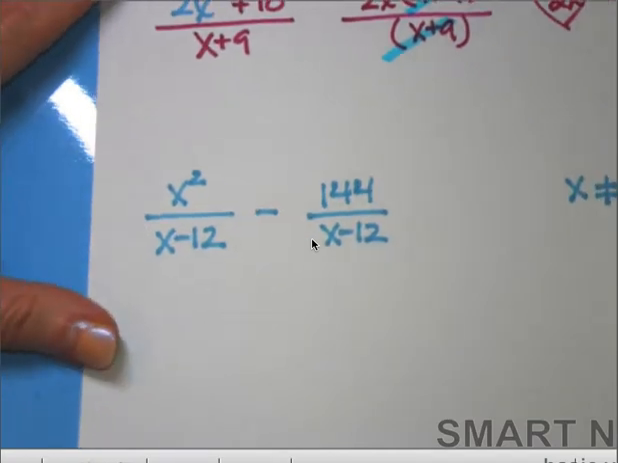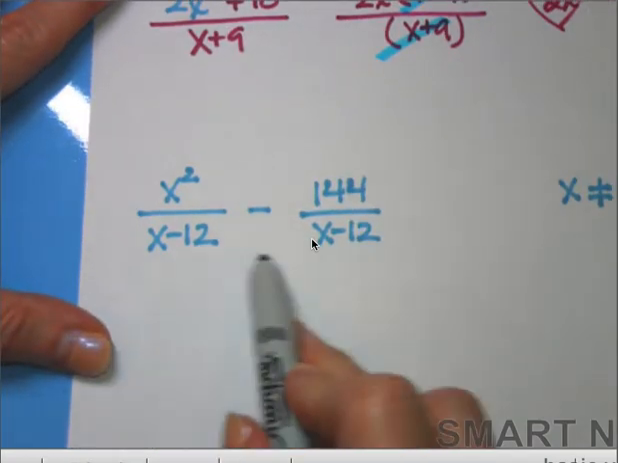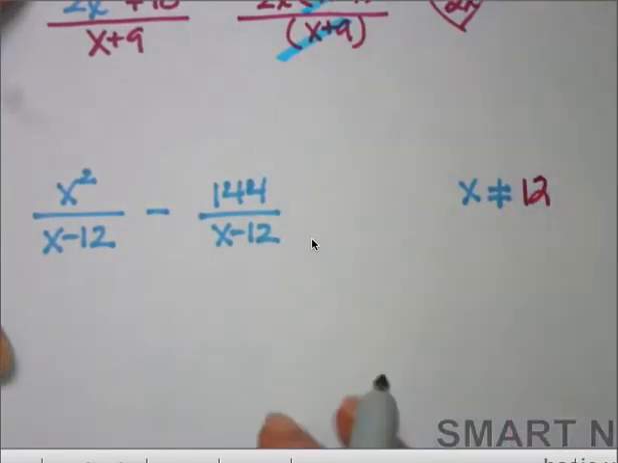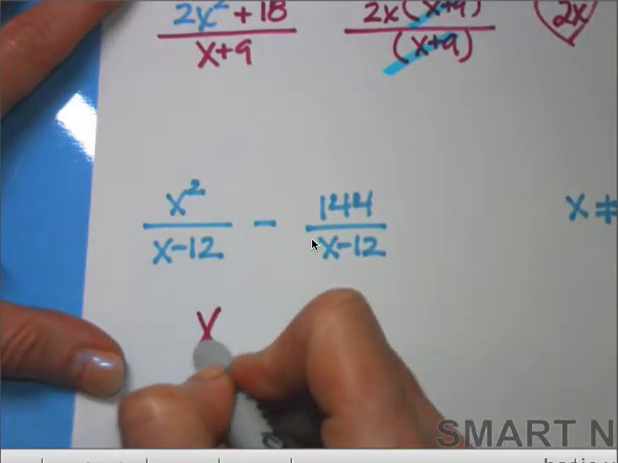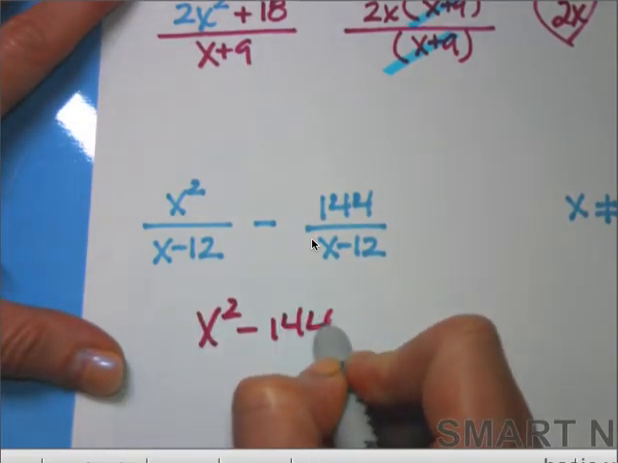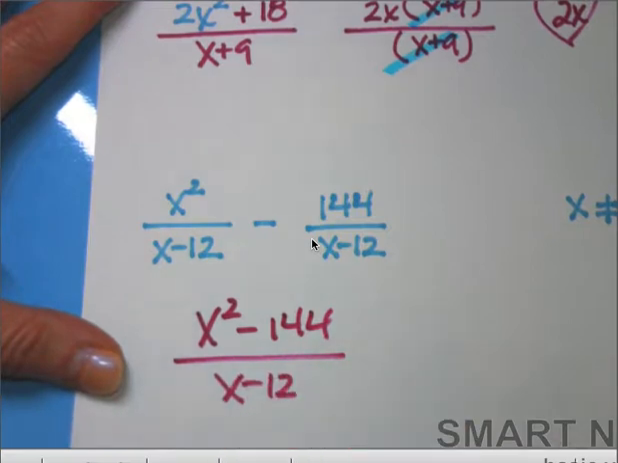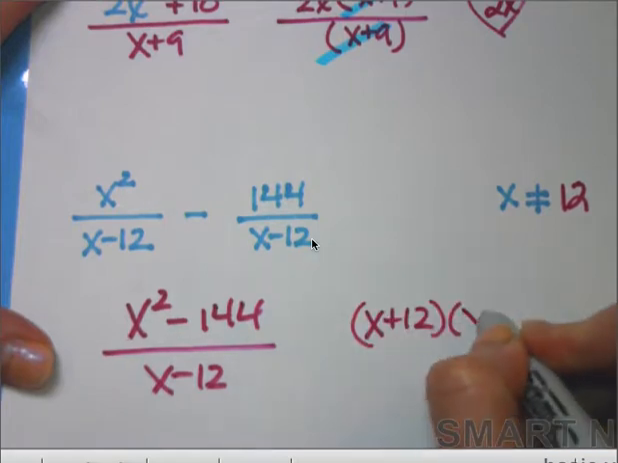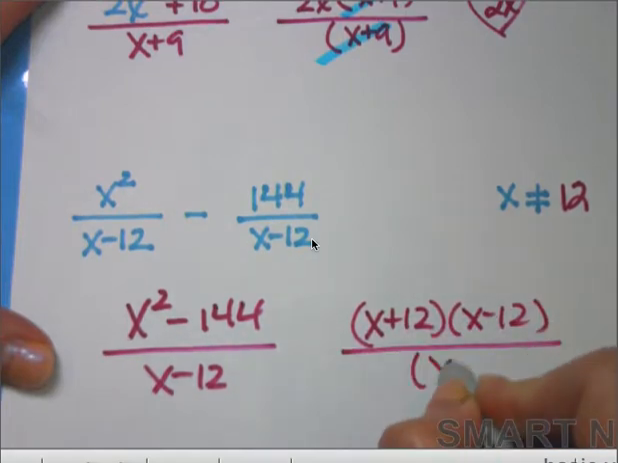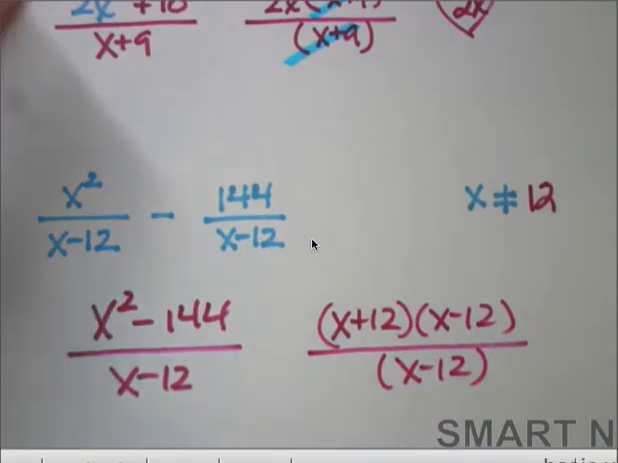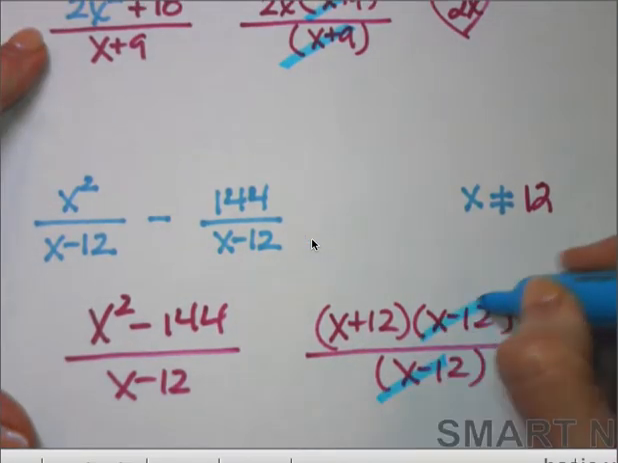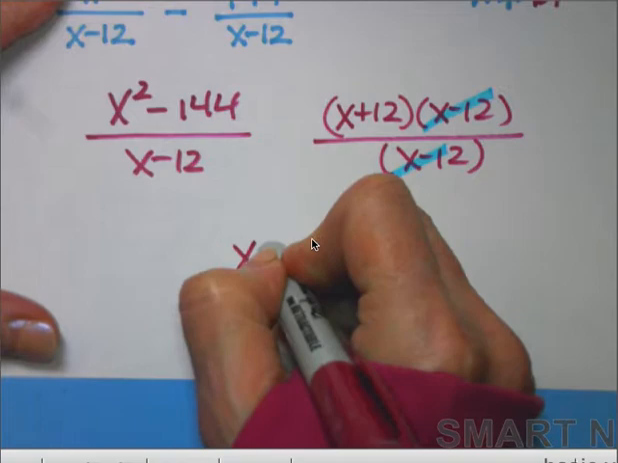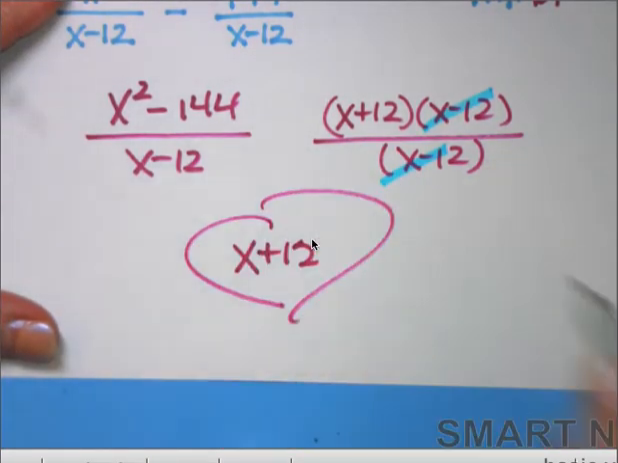Let's look at the second problem. Once again, notice I've got the common denominator in both expressions. My only excluded value is positive 12. So I'm going to recopy the problem as one expression, and I'm going to factor that numerator, the difference of squares. And here's my denominator, x minus 12. I can divide out x minus 12 top to bottom, and my simplified expression is the binomial x plus 12.